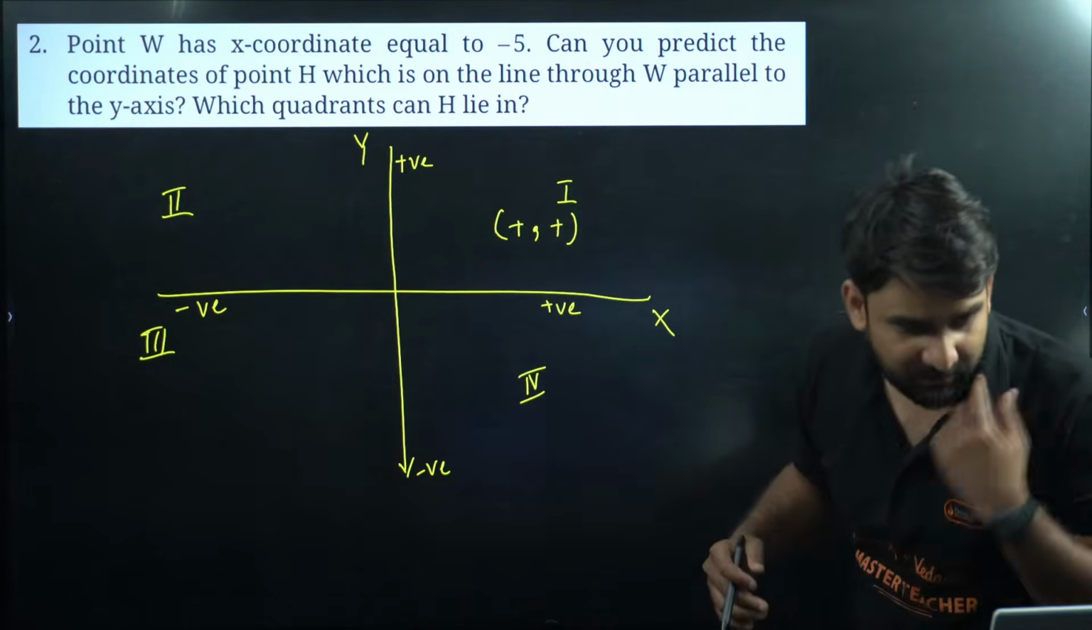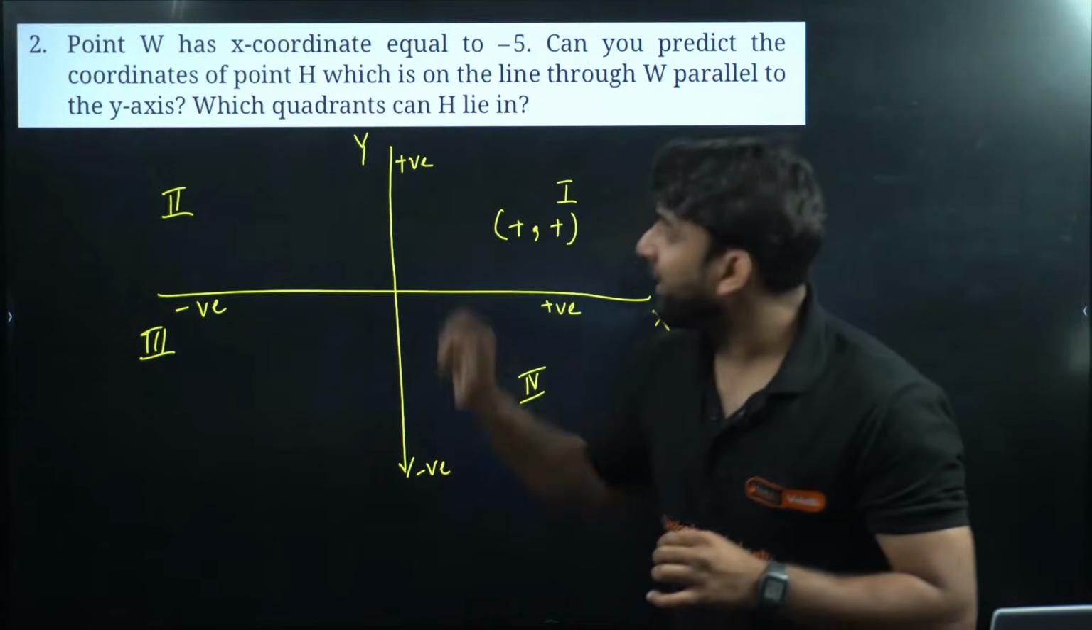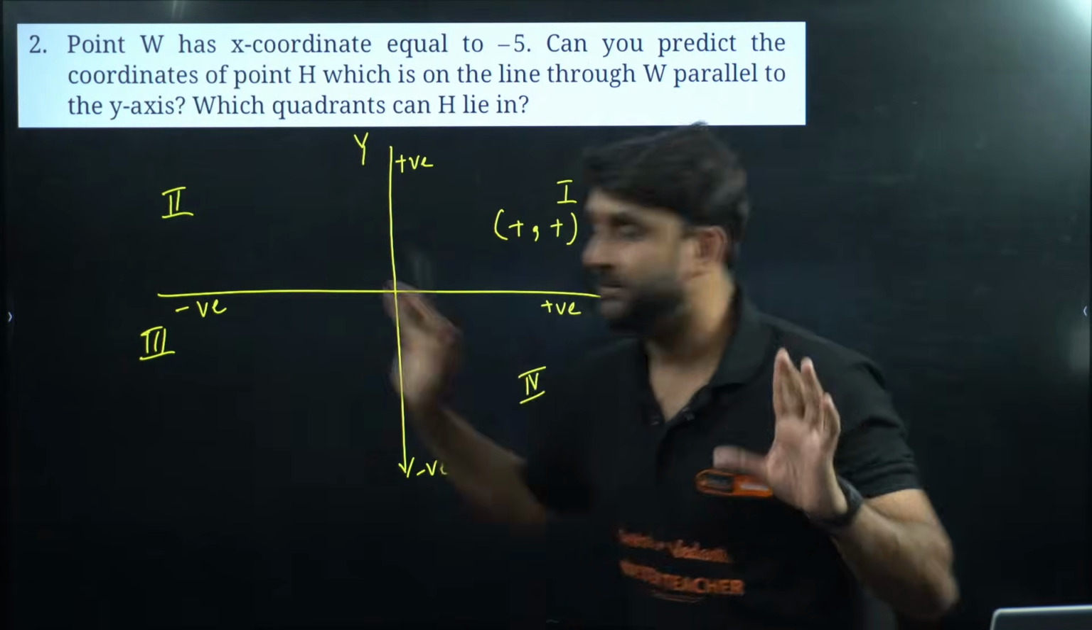what are you writing, Nabanita? Please write clearly. So the second quadrant is made up of this line and this line.